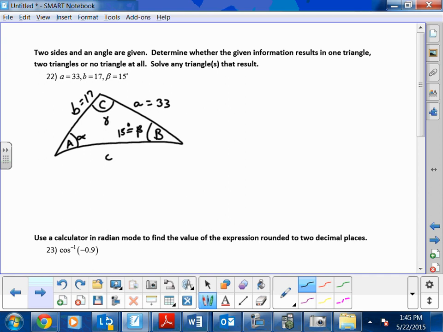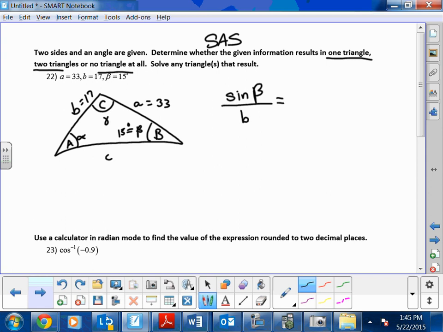So when we have a side angle side, we have this idea that 1, 2, or no triangles can form at all. And what we must do is find out what the next angle is. So we're going to use the law of sines. Remember, the law of sines specifically states you're going to take the stuff that you do know, do like a proportion, and we're going to cross multiply and divide.